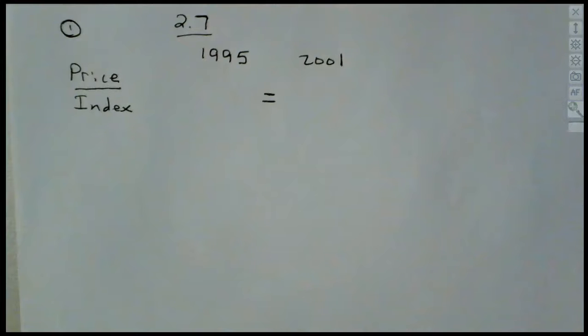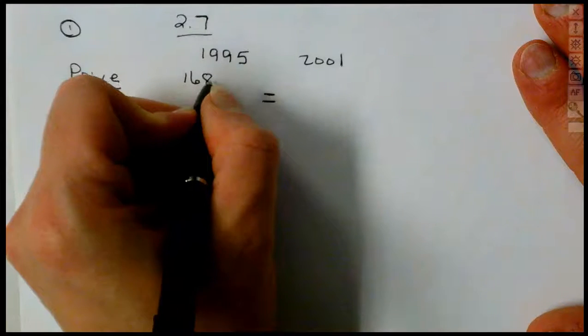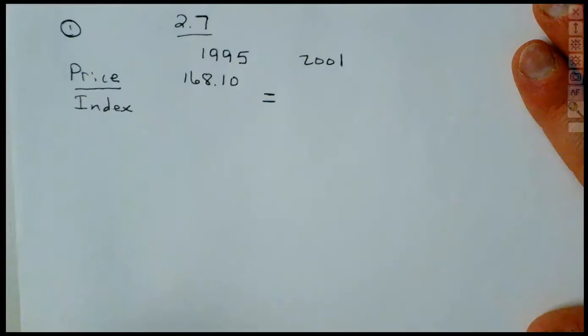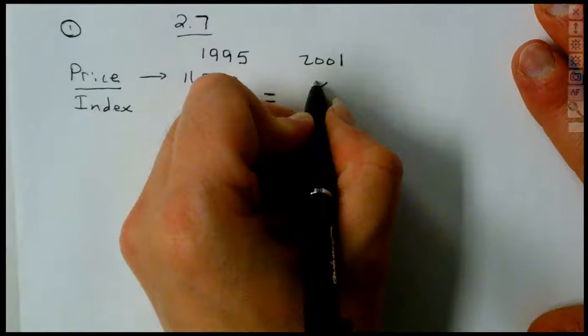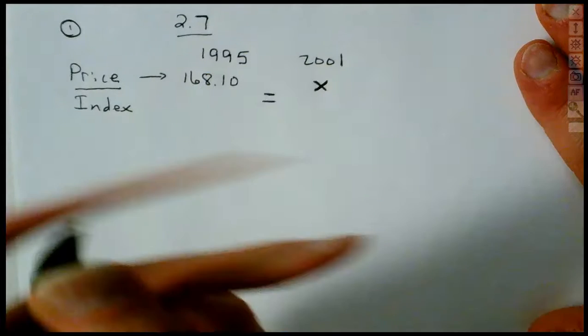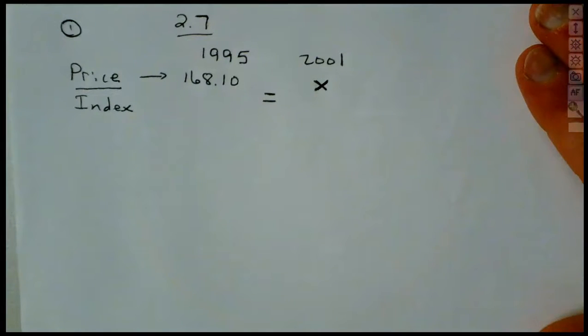So what do we know? We're going to start filling it in. Use the Consumer Price Index, figures in the table below, to find the amount that would be charged in 2001 for the cost of the groceries that cost $168.10 in 1995. So the groceries cost $168.10 in 1995. That's our price. We don't know the price of those groceries in 2001. So we're going to use an X there.